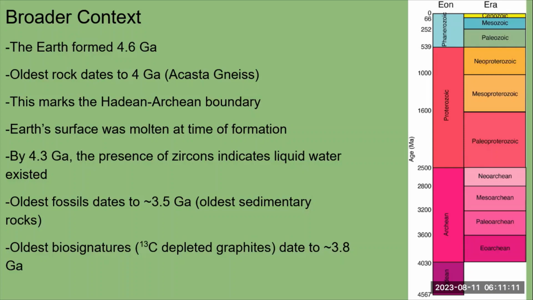The oldest biosignatures we have are carbon-13 depleted graphites from the Isua and Akilia formations in Greenland, which date to 3.8 billion years ago. We consider these biosignatures because when organic carbon is produced by biotic processes, the lighter carbon-12 isotope is preferred, leaving the resulting organic matter with less carbon-13 than the source material. This gives a roughly half-billion-year span in which life could have begun on Earth.